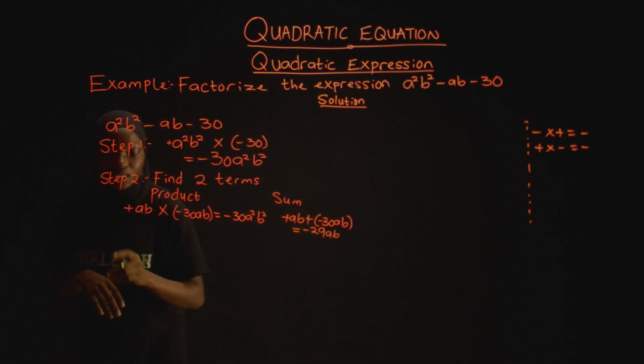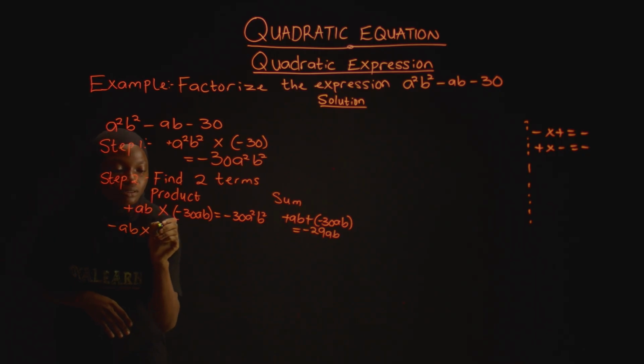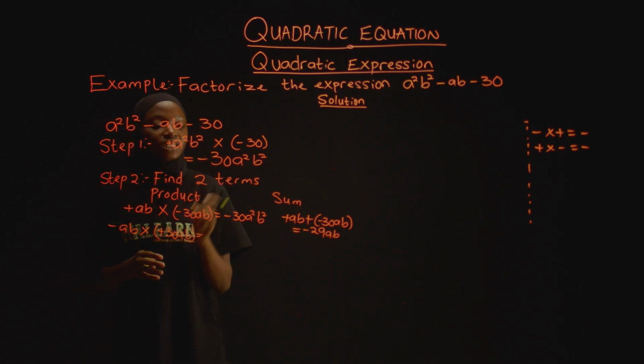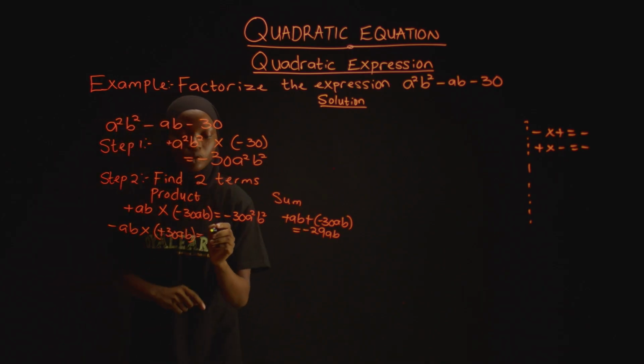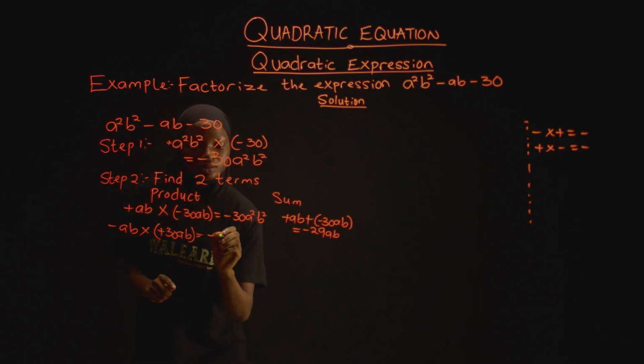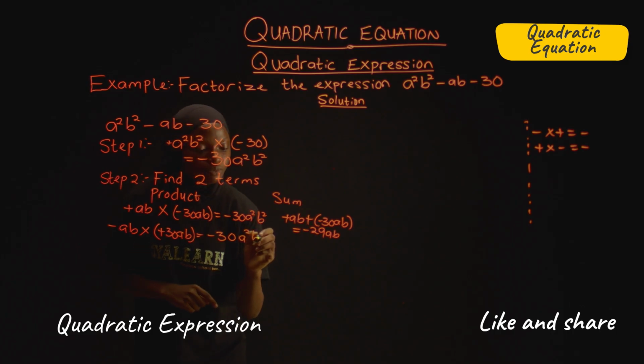Now let's interchange the signs again. We could have minus ab times plus 30ab. We know that this product is definitely going to give us minus 30 a squared b squared. That is minus times plus gives minus. ab times 30ab, we'll have 30, then a times a, we'll have a squared, b times b, we'll have b squared.